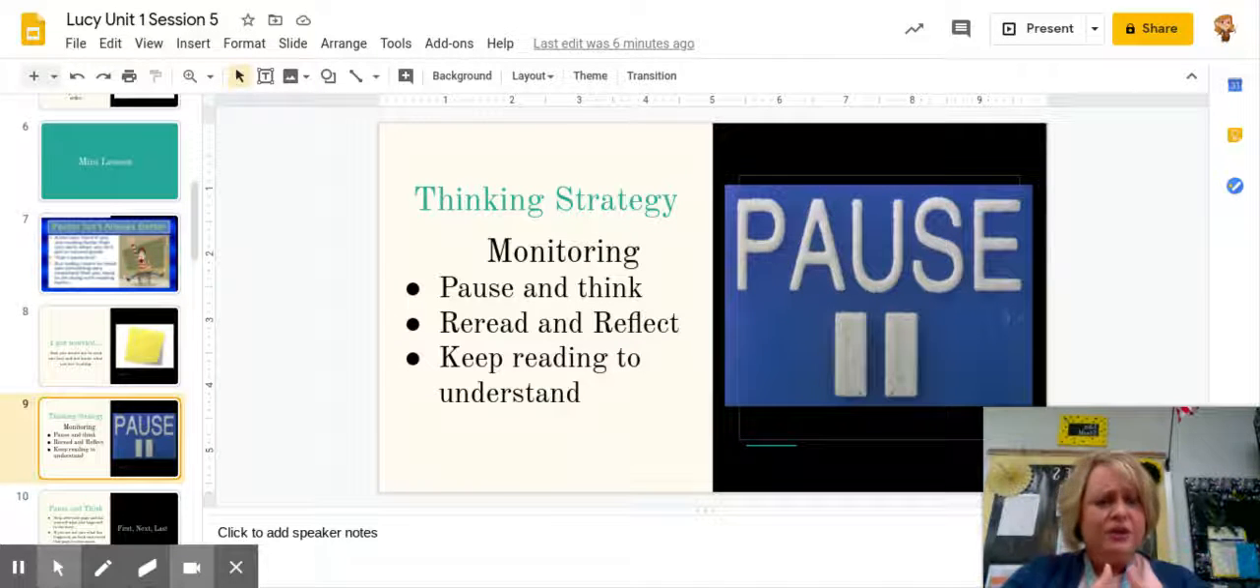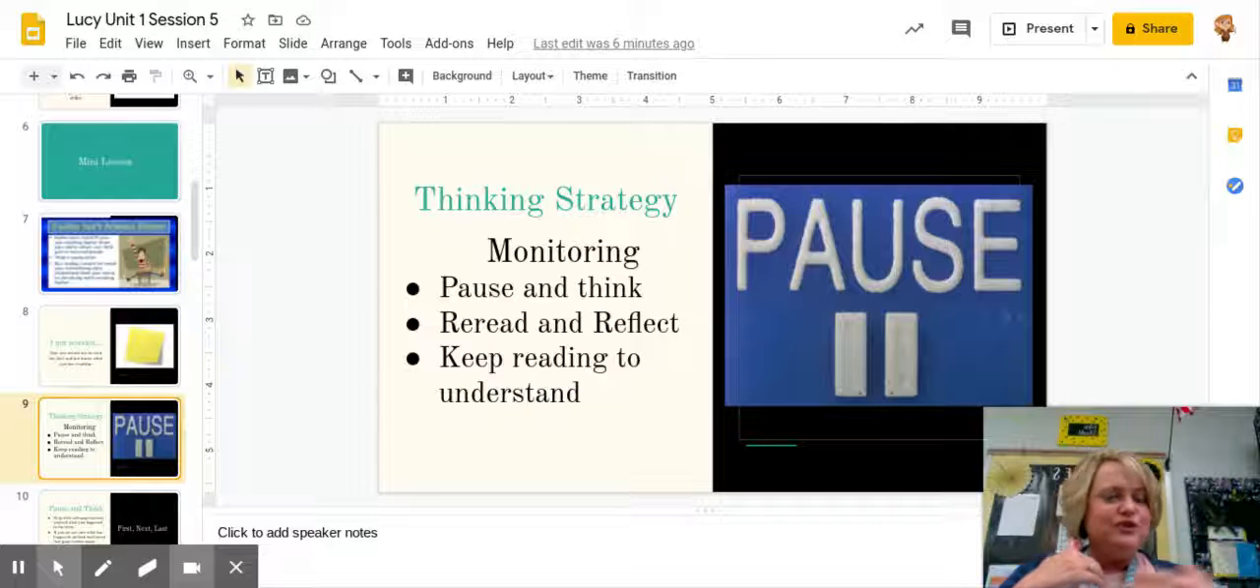But that's what good readers do. So I don't want you to think, oh my goodness, I cannot believe I don't know what I just read. Sometimes we just get distracted. We might start thinking about something else, and we have to bring ourselves back. Like, okay, right now I've got to focus on this 5 minutes of reading. And that's okay. That's normal.